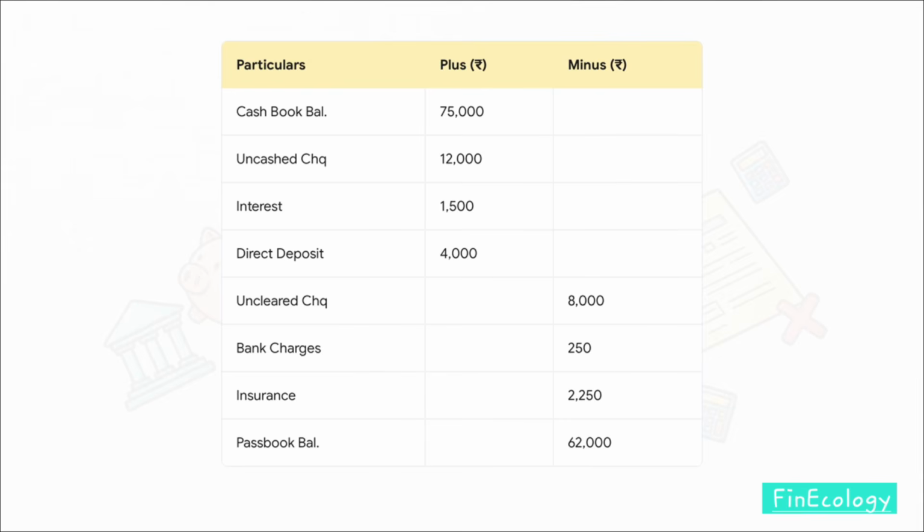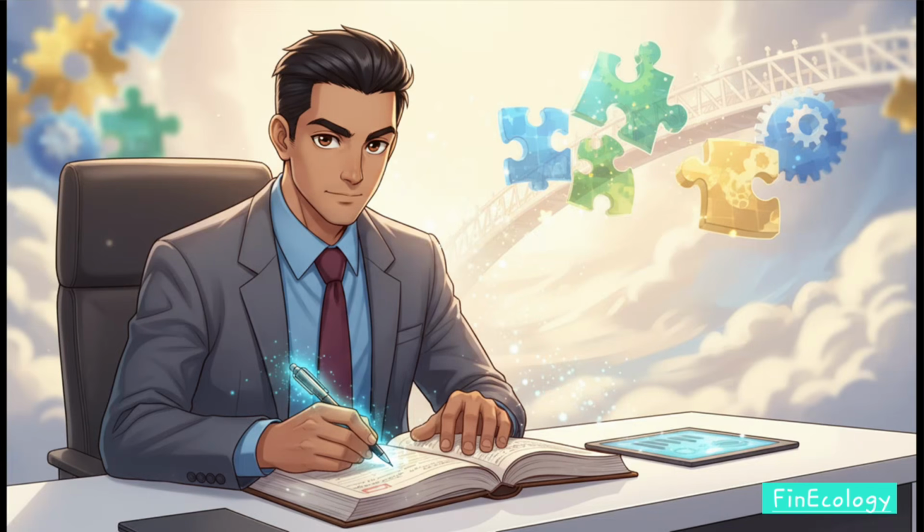By balancing these pluses and minuses against our starting point, boom, we bridge the gap straight to our passbook reality of 62,000. Mystery solved. We've perfectly traced the mathematical journey from the cash book assumption down to the passbook. Now, what we just did right there was build a standard bank reconciliation statement.